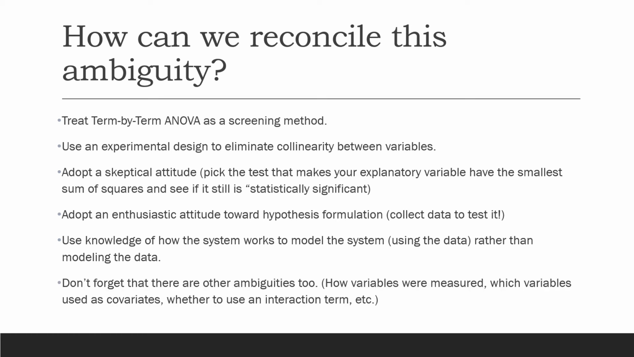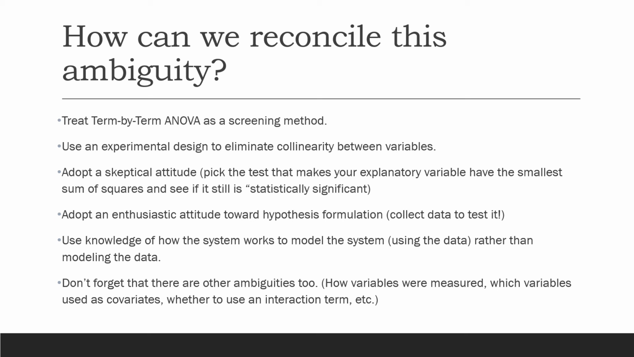And then the last suggestion is just to remember that this is just one ambiguity when we're dealing with models. In reality, there are many other ambiguities as well. For instance, how did we decide to measure a particular variable? Which variables did we decide to include as covariates? Did we include an interaction term? Did we include a transformation term that might capture nonlinearity? All of these choices will affect the sums of squares for the other variables in the model.